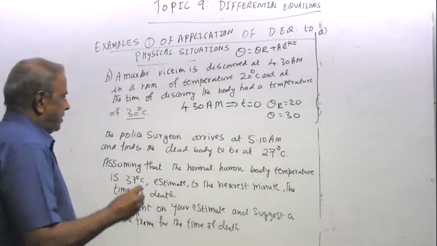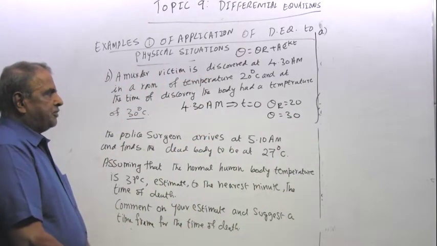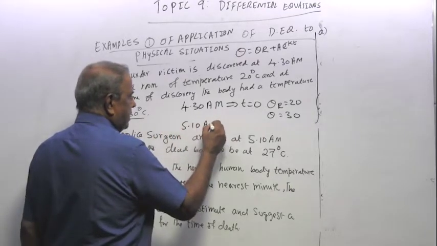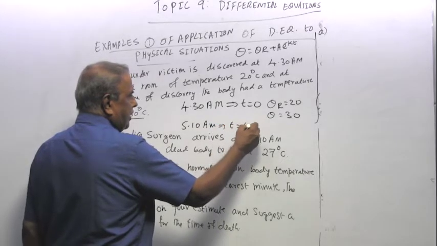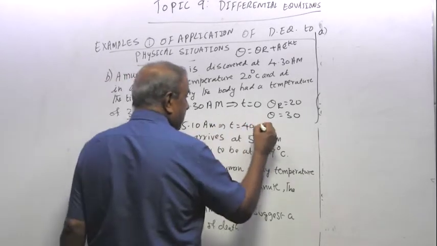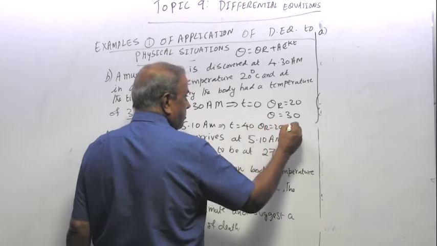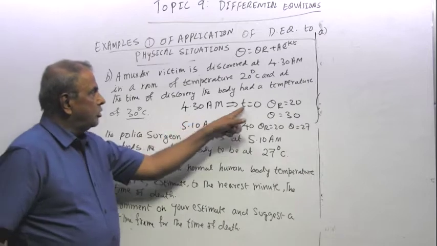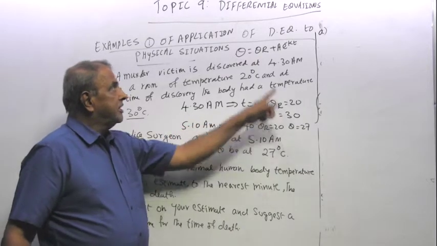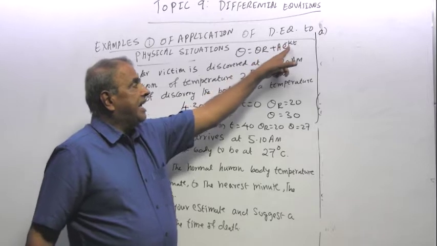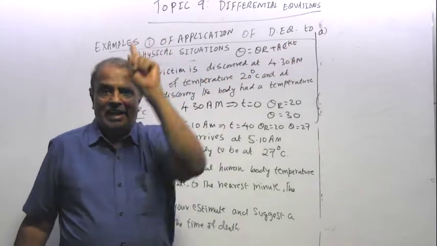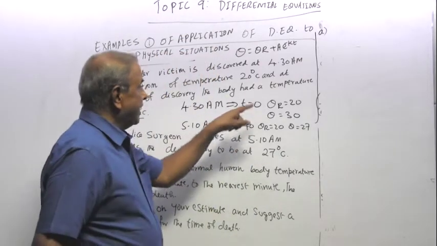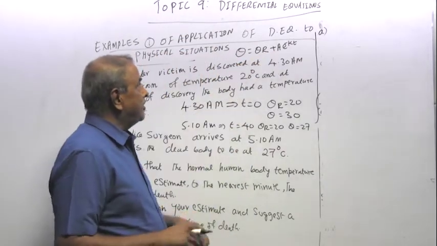Okay. The police surgeon arrives at 5:10 a.m. 5:10 a.m. means T equal to 40. The room temperature is assumed to be constant, but the body has cooled to 27. I have been given two sets of conditions. I have two unknowns, A and K. Remember, any unknown you bring, it's your job to solve. So therefore, I need to find what is A, I need to find what is K.